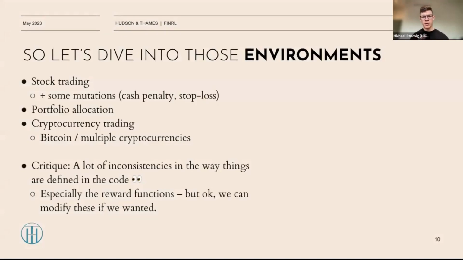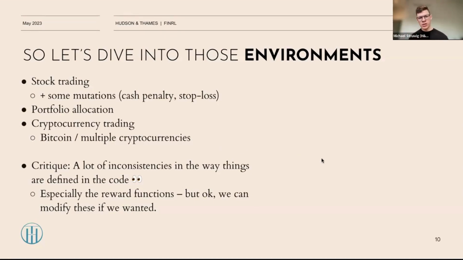Okay, so let's talk a little bit about these environments that FinRL brings to the table. So there's 3 main ones. So there's stock trading. Then they have a couple of mutations. So you can penalize the agent for holding onto cash. You can give it stop loss criteria, that kind of thing. Then there's portfolio allocation, so broader than just stocks. And then there's also cryptocurrency trading environments where you can just trade Bitcoin, but also multiple cryptocurrencies. All of these are quite similar, so it's not too hard to see how you could pivot from one to the other, but that's what's available right now.